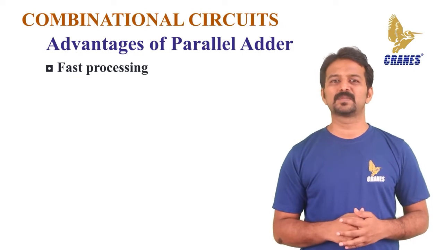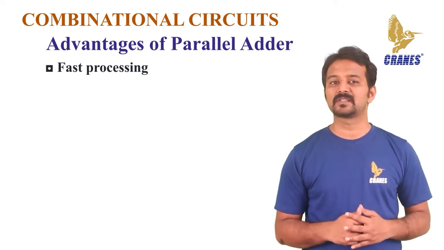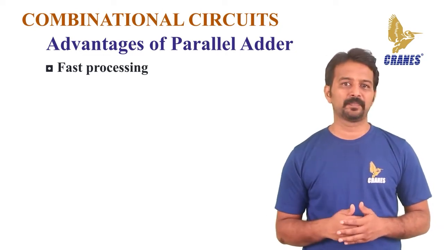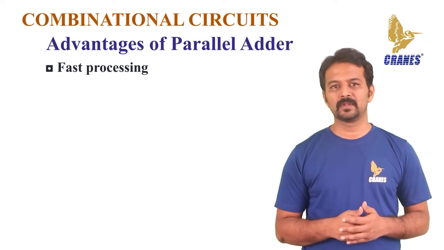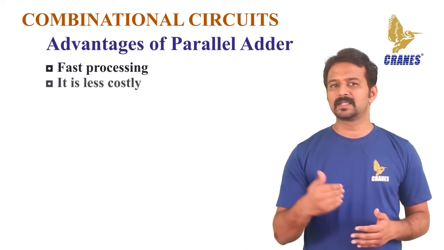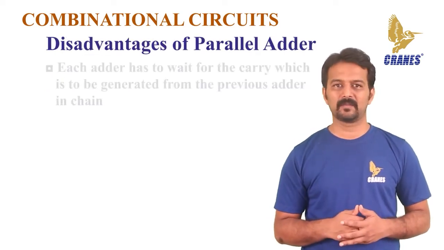Now you can estimate the speed of addition with the help of a parallel binary adder. It is extremely fast. The time required for addition does not depend on the number of bits. The output is in parallel form. That means all the bits are added at the same time. It is less expensive. Let's look at the disadvantages of the parallel adder.